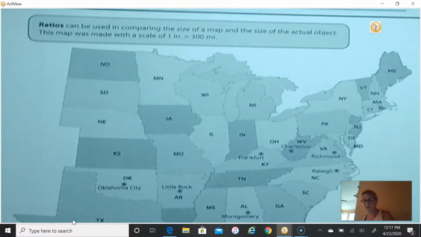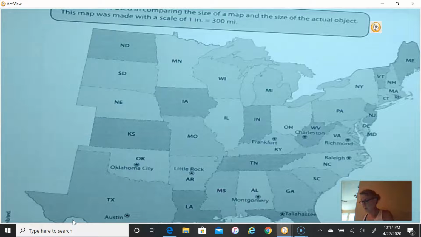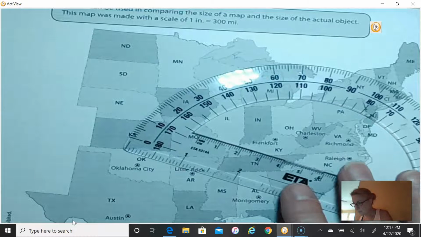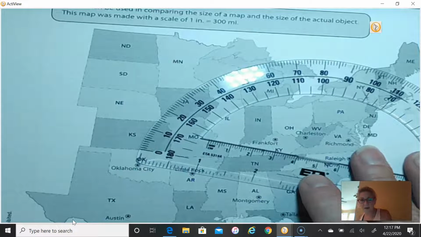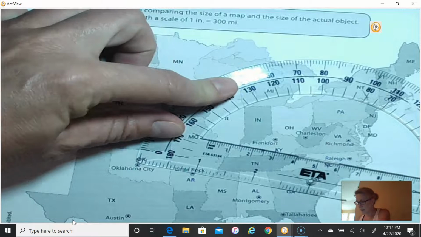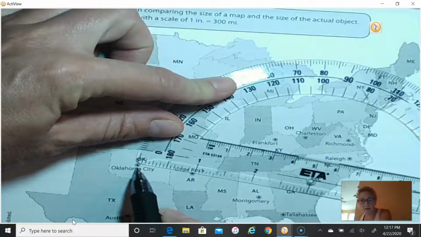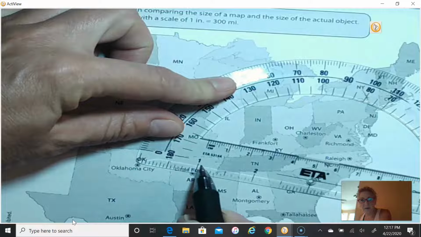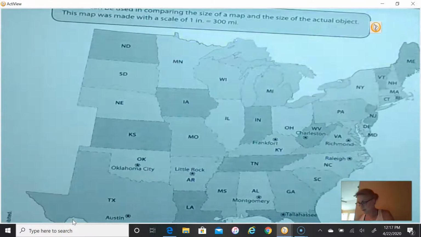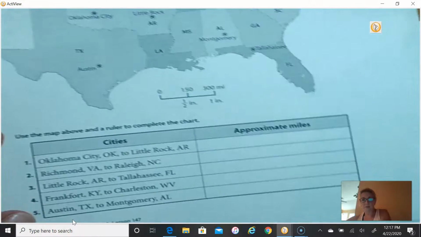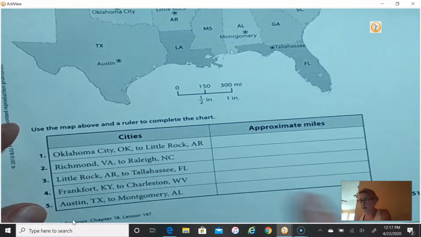If you use the ruler, by the way, on this, I'm going to use my little protractor here. And I can measure it. See that? I have the 0 right here on Oklahoma City, and 1 inch is to Little Rock. That's 300 miles. Okay?